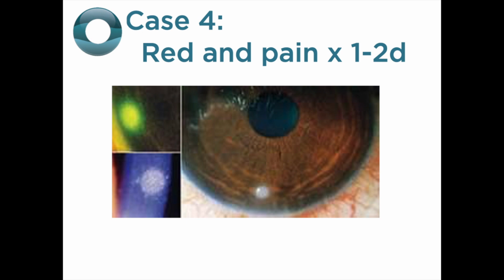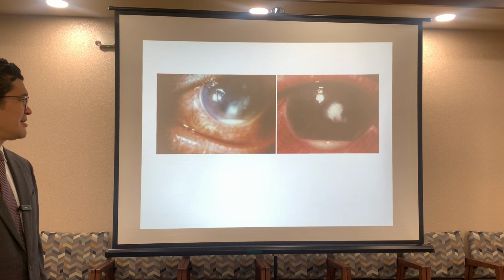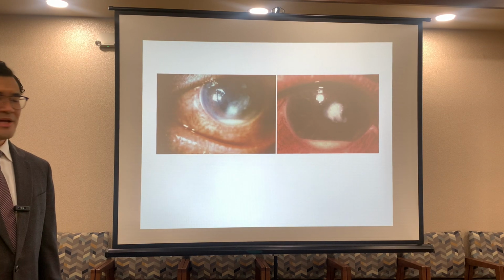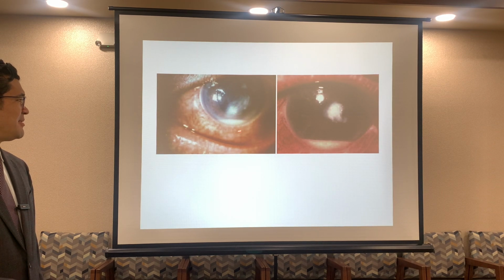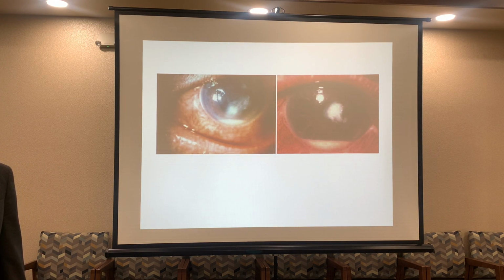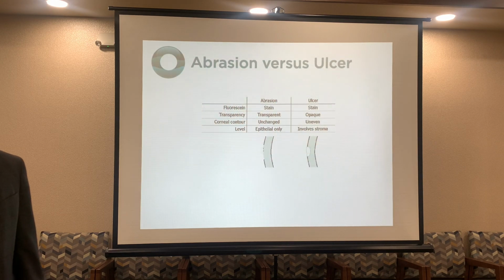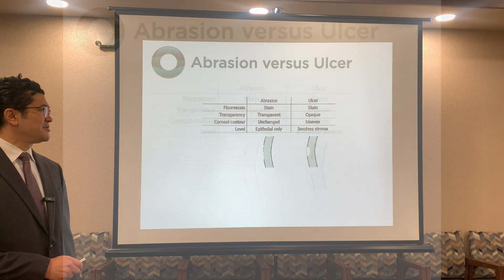In the more severe presentations of this, you'll see this white layering here, and that's called a hypopyon. So we have a white spot on the cornea, we have conjunctival hyperemia, and we have a hypopyon. And that is almost classic for corneal ulcer. So notice the difference between an abrasion and an ulcer.